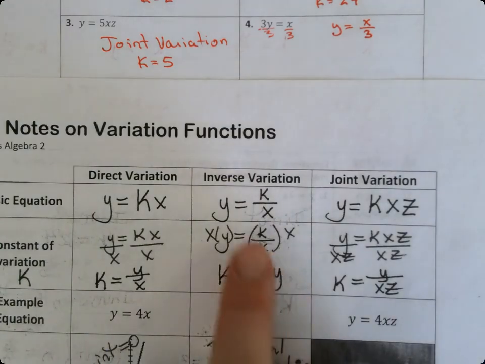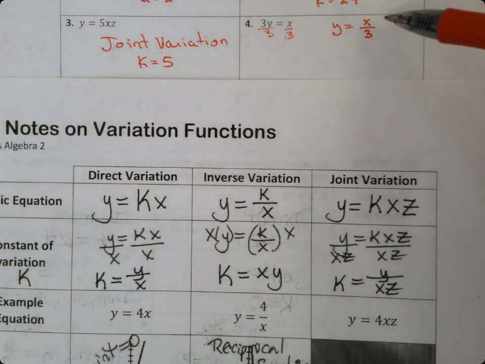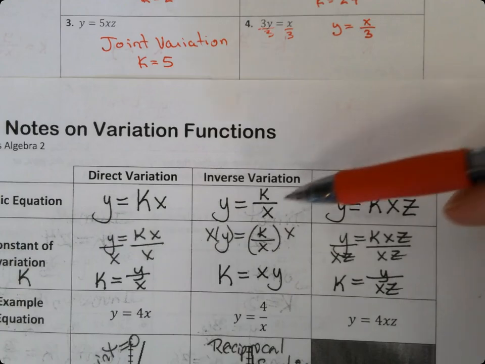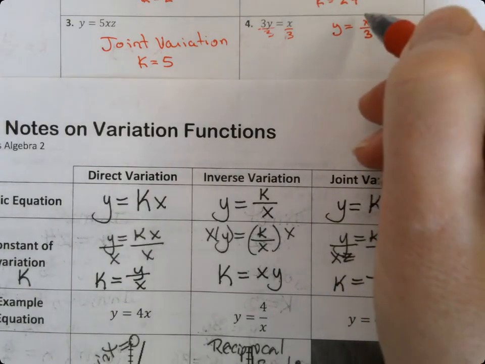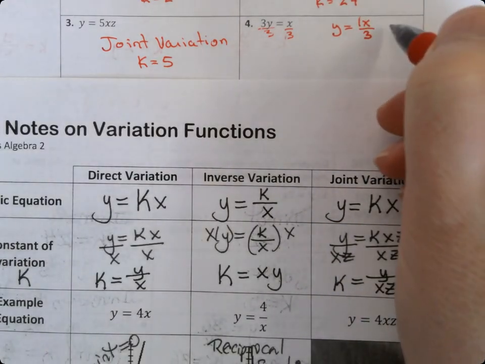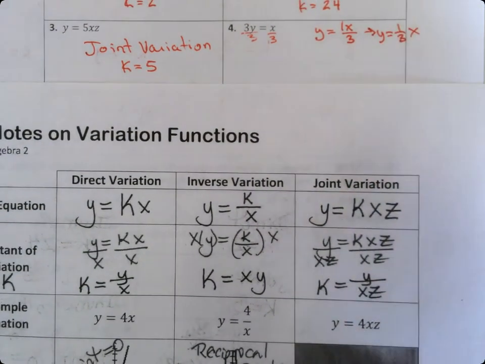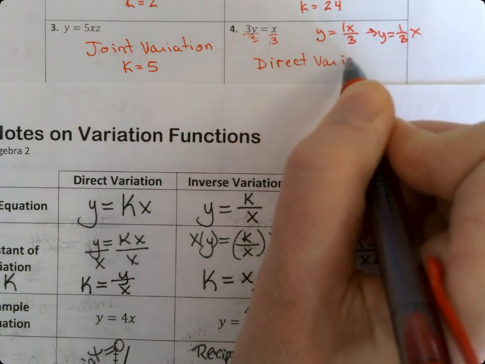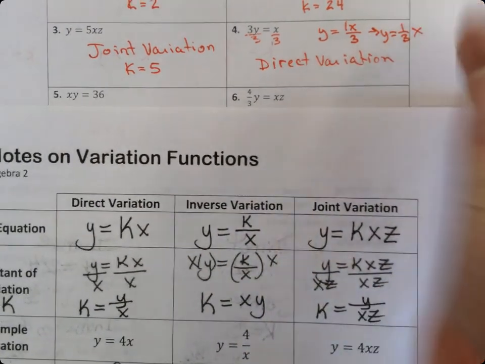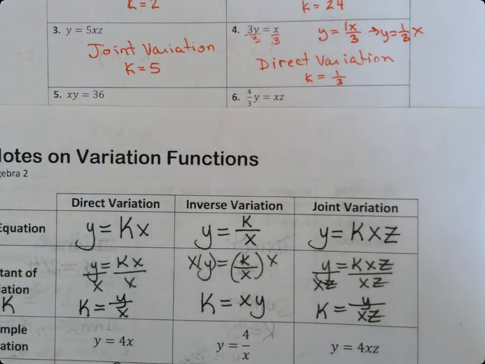So I think some people want to jump to inverse variation because they see the fraction, but where's the x? It's on the top. If it's inverse variation, you're dividing by x. Isn't there a 1 in front of that? So dividing by 3 is the same as me saying y equals 1/3 times x. So this is a direct variation. And what is k? Positive 1/3. So be careful. It's not just because it's a fraction, it's where the x is.